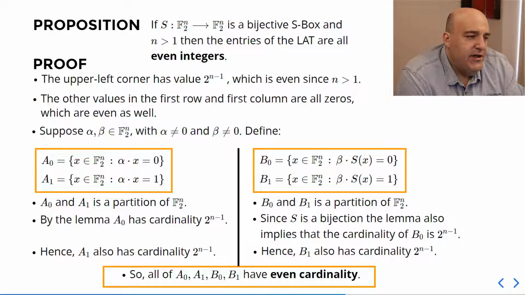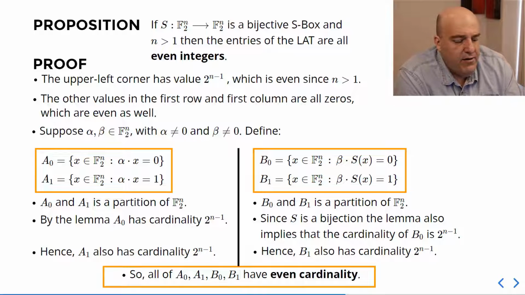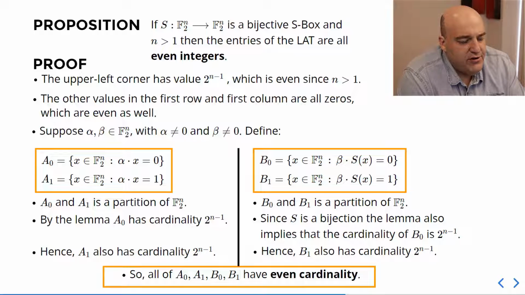One thing to notice is that since n is bigger than 1, 2 to the n minus 1 is even, right? And so the upper left corner having a value of 2 to the n minus 1, that's even. And since S is bijective, all the other values in the first row and first column are zeros, and those are even as well. Remember, 0 is even. So really what we have to prove is that the LAT has even integer entries when alpha and beta are non-zero. So let's take alpha and beta in F2^n, and let's assume they're both non-zero.